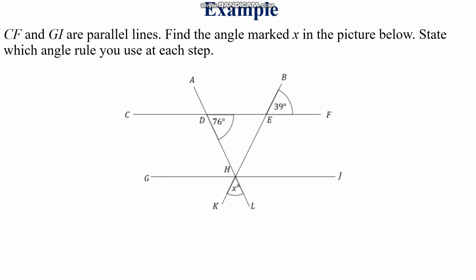And then now we are going to look at an example that will encompass all the types of angles that we have looked at that can be found on parallel lines. So the example reads, CF and GI are parallel lines. Find the angle marked X in the picture below, and then state which angle rule you use at each step. You might need to pause the video, look at the question, go through it, and try to find the value of X. Okay.